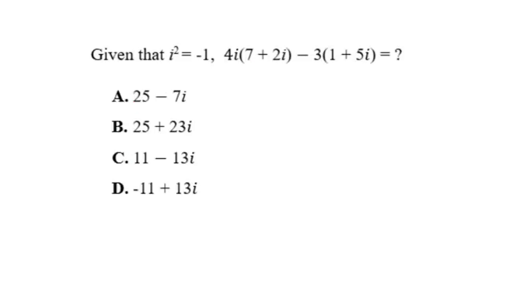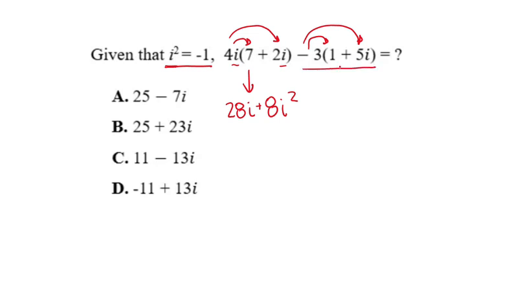All right, for our final question here, this is going to involve multiplying i by i, which would end up with i squared. And like we talked about in the first question, i squared is going to equal -1. So with this problem, our first step is going to be to distribute. So we're going to end up with 28i plus 8, and then since we have an i times an i, i squared. Then for the second part, if you remember that we're distributing that negative along with the 3, so we're going to end up with -3 minus 15i.